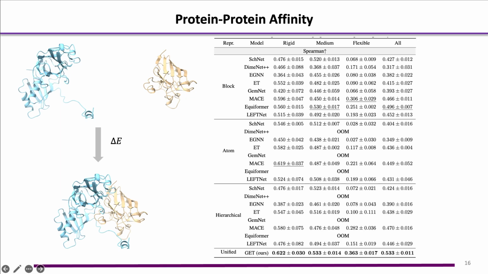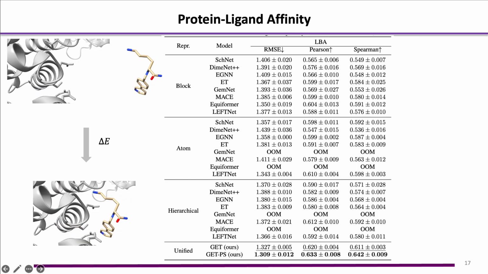The experiment is run in parallel 3 times to achieve a robust evaluation. For different combinations of models and representations, our model achieved the best in all splits. On the most difficult split, our model still achieved significant improvements over the baselines. Next is the protein-ligand affinity prediction. Our model also obtained satisfactory performance.